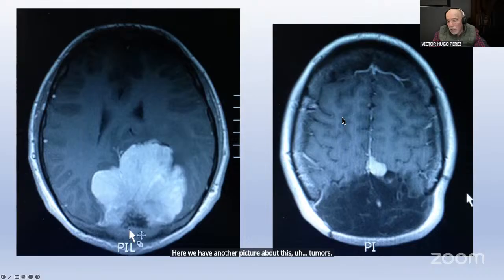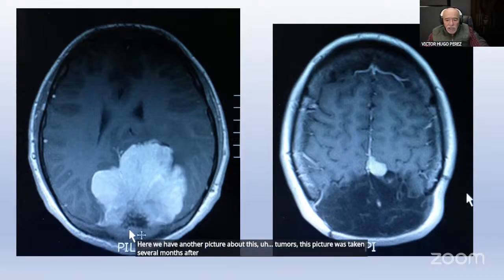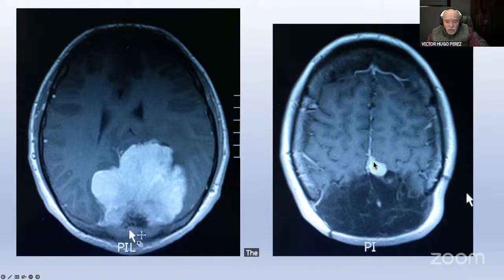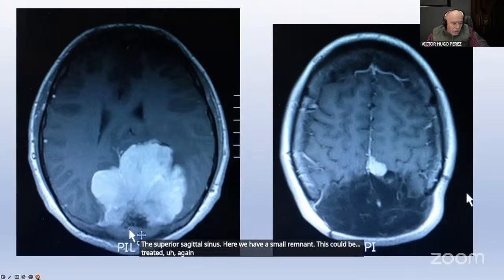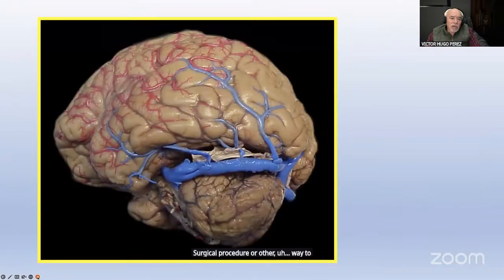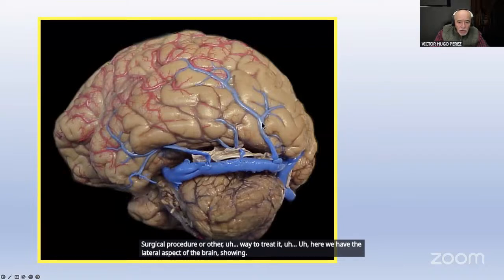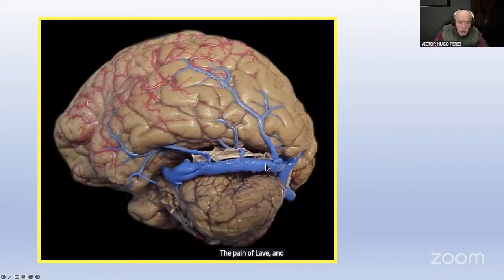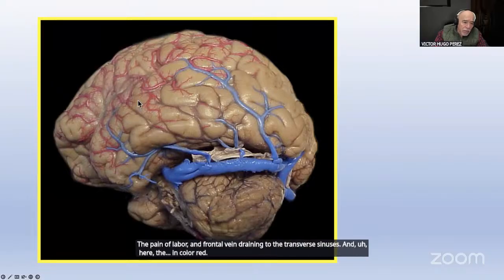This picture was taken several months after the surgery, and in the region where we closed the superior sagittal sinus, here we have a small remnant. This could be treated again with a surgical procedure or another way to treat it. Here we have the lateral aspect of the brain showing the vein of Labbé and frontal vein draining to the transverse sinuses. And here in color red, the branches of the middle cerebral artery.